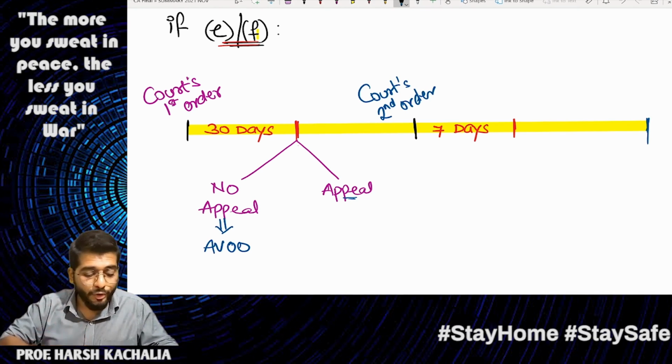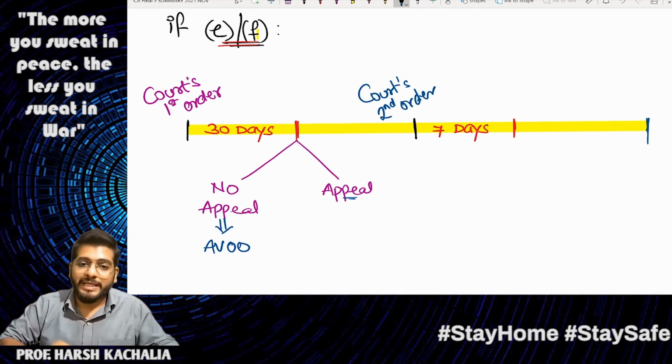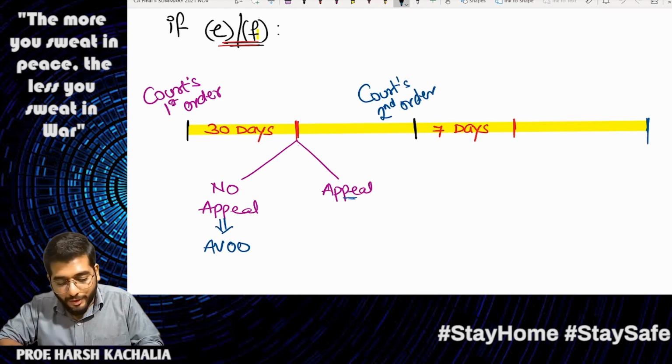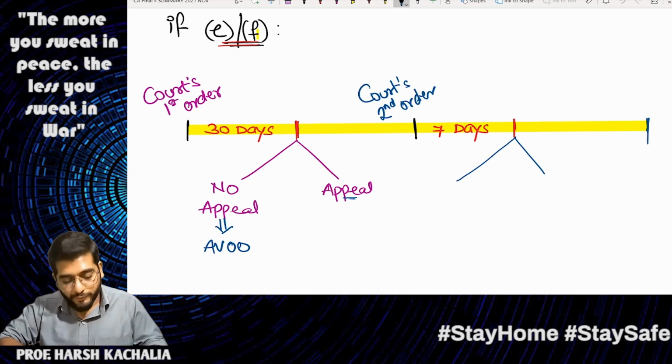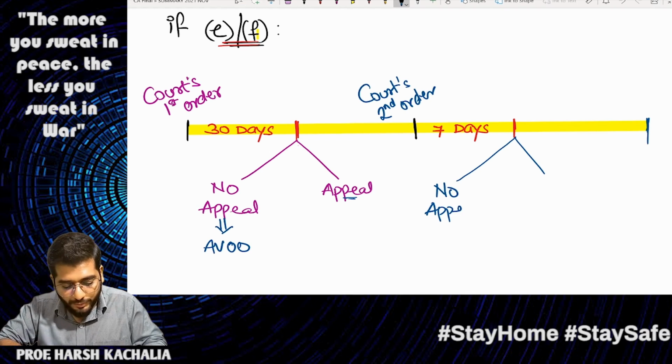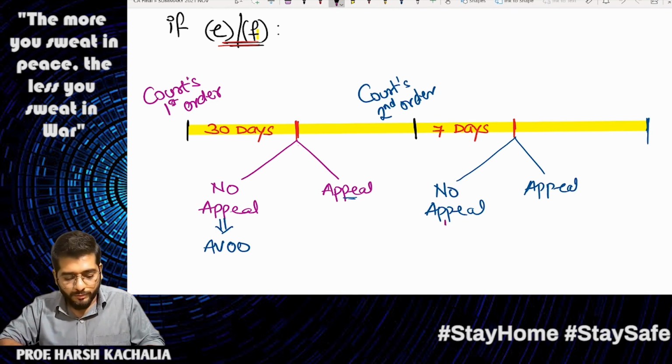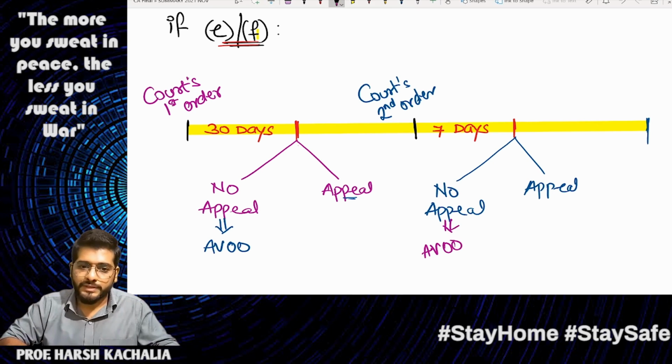If this second order also goes against you, in that case, don't worry. Still, you have a chance of filing an appeal or no appeal within a period of 7 days. You have to decide this time. First time we gave you 30 days. This time, within 7 days, you decide whether you want to file an appeal or not. If again you decide you don't want to file an appeal, then automatic vacation of office will be the only option. You have to vacate the office.